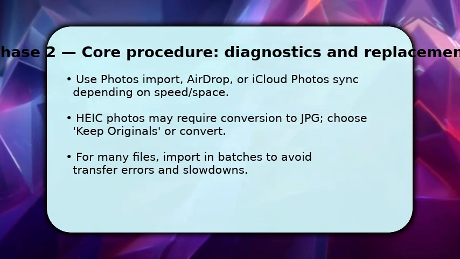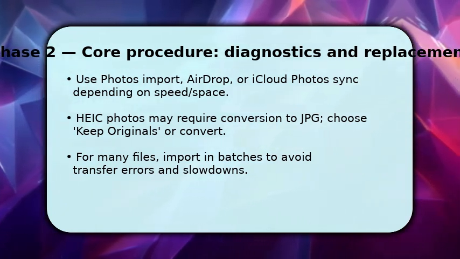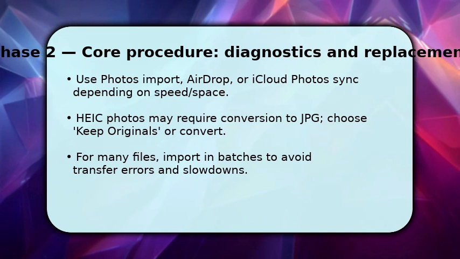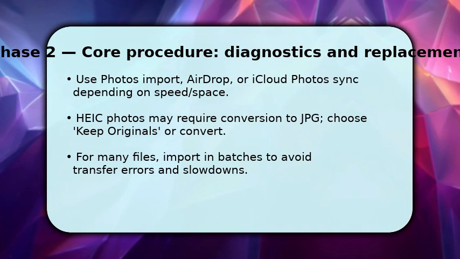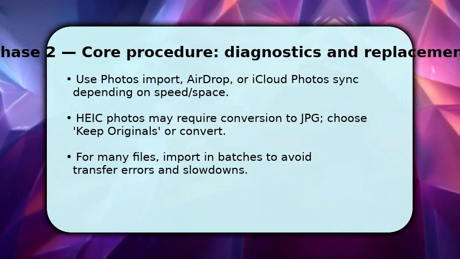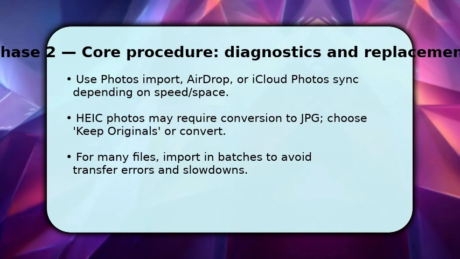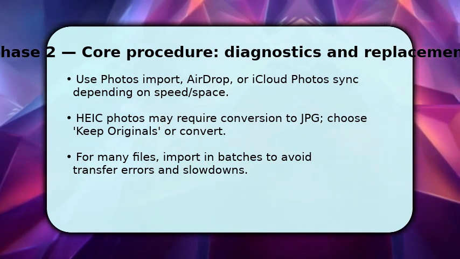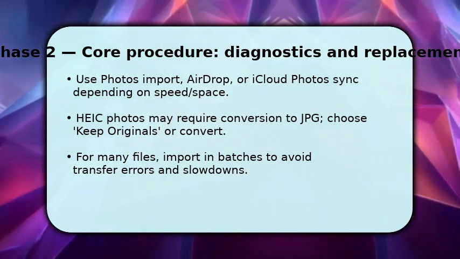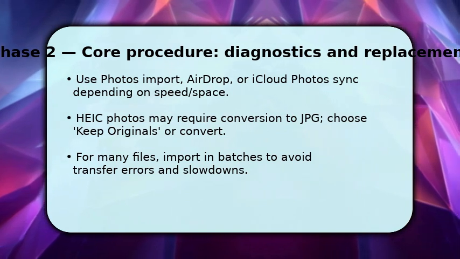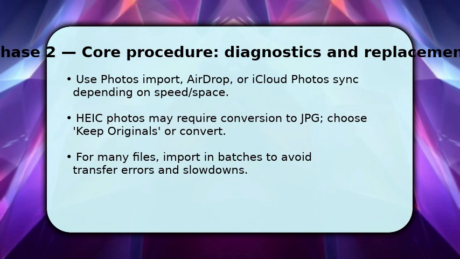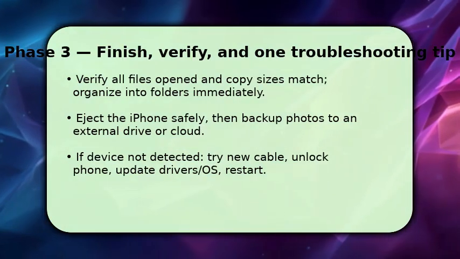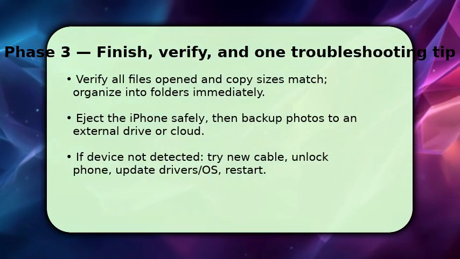If you see HEIC files and need JPG, set iPhone to transfer. Settings, Photos, Transfer to Mac or PC, or select Automatic Conversion on Windows Photos during import. For thousands of files, import in batches to reduce timeouts. Monitor progress bars. Make sure the laptop stays awake, and once a batch finishes, confirm counts and locations before starting the next batch. Finish by verifying file counts and opening several photos to confirm integrity.